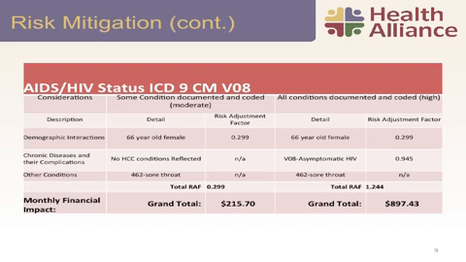The total RAF, risk adjustment factor, for this patient is $215.70 a month. That is what CMS is saying it's going to cost the health plan to take care of a member at this age.